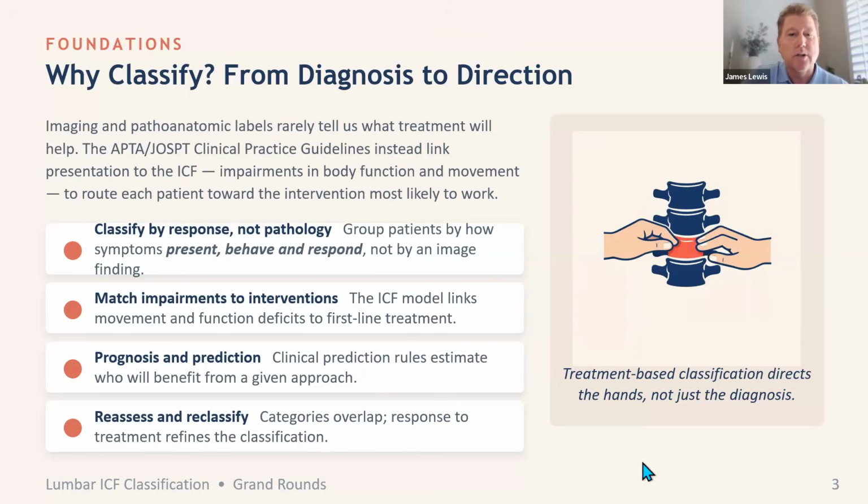So really what we're trying to do is match the impairments to the interventions. We're trying to use that as a prognosis prediction rule, monitor, and then classify how they're progressing.